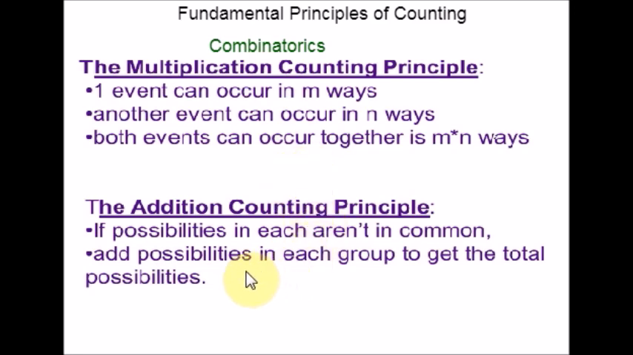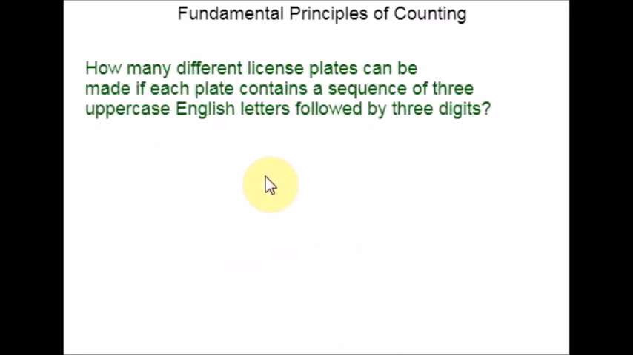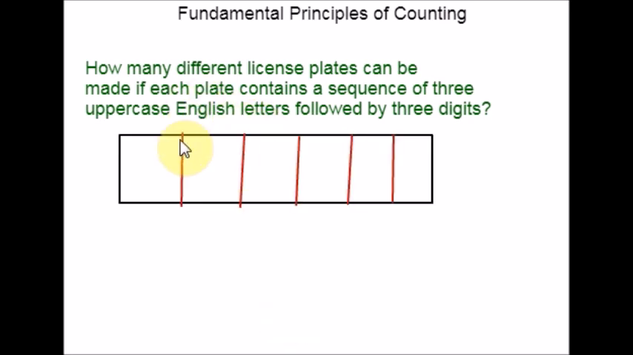Let us discuss a few examples so that you can understand the principle. Here is an example for the product rule. How many different license plates can be made if each plate contains a sequence of 3 uppercase English letters followed by 3 digits? Okay. In a number plate, imagine you have 6 blanks. This question says the first 3 are English letters and the last 3 are digits. So how many alphabets are there in English? 26, right? So here we have 26 choices for the letter to be filled in.